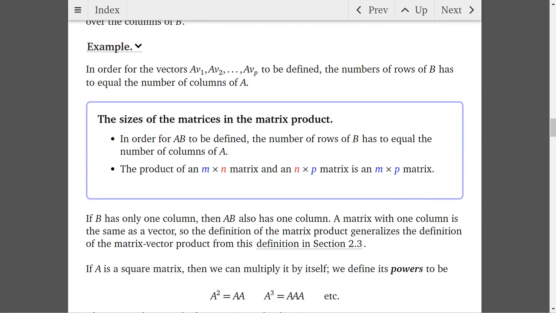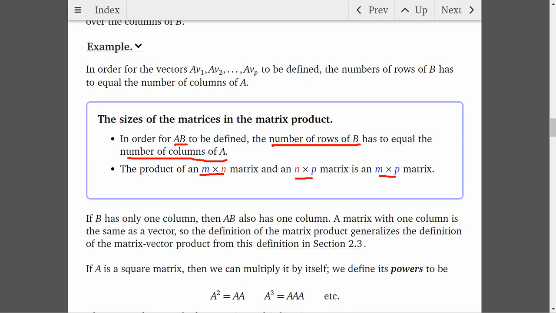All right, so here's the important idea about when it's possible. It's not always true that the matrix product is defined. They have to be compatible matrices, and to be able to multiply them, the number of columns of the first has to equal the number of rows of the second. Look at this: an M by N matrix and an N by P matrix can be multiplied together, and I get M by P.